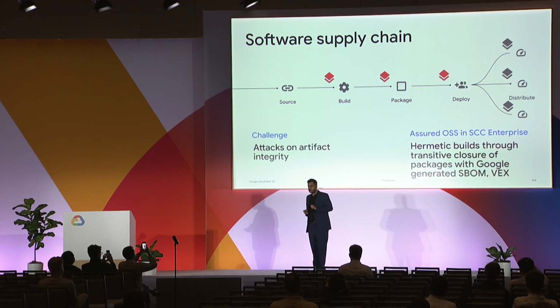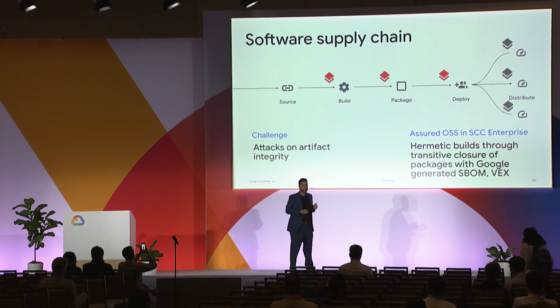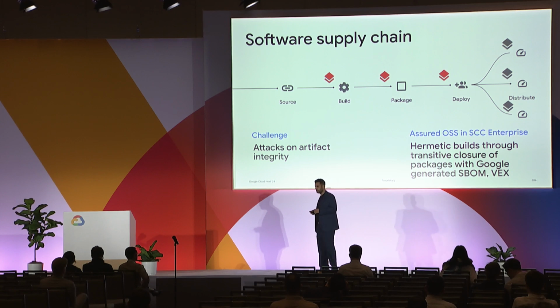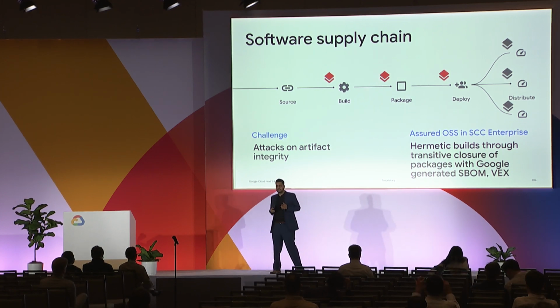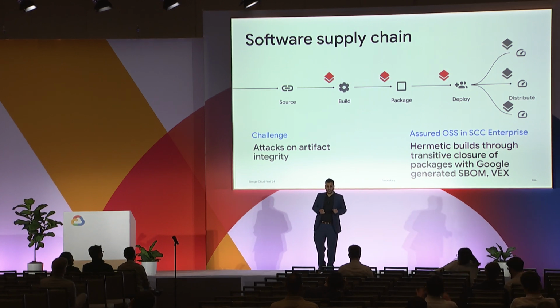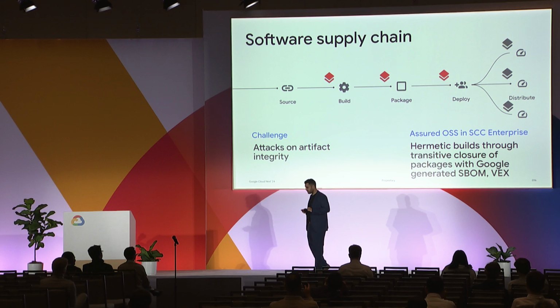Another threat vector is the integrity of the package. What if the integrity of the package gets compromised as it moves through the different stages of the software supply chain? Assured OSS handles this by doing hermetic builds through transitive closure of packages with Google Assured SBOM and VEX information.